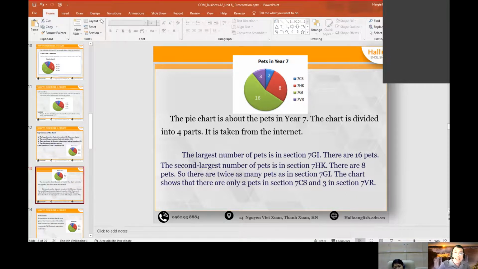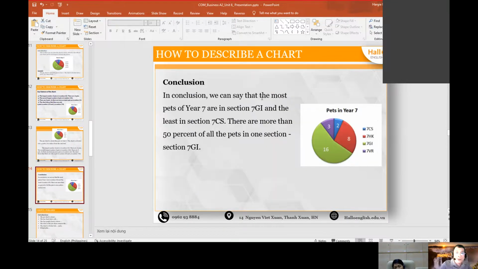That is interpreting the pie chart. Next, what would be your conclusion now? In conclusion, you are going to say, in conclusion, we can say that the most pets of the year are in section 7GI and the least in section 7CS. So this one is the most and this one would be the least, or the smaller, right?